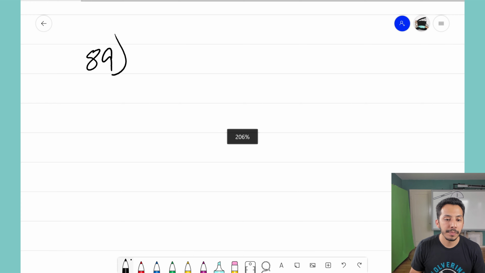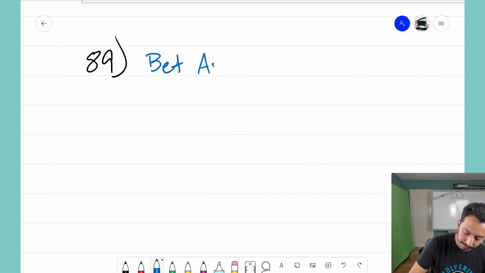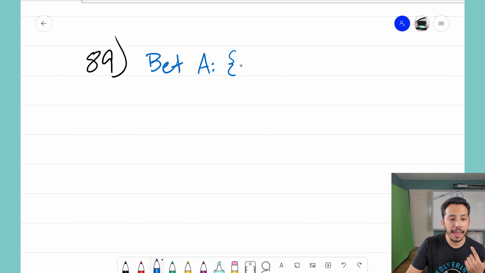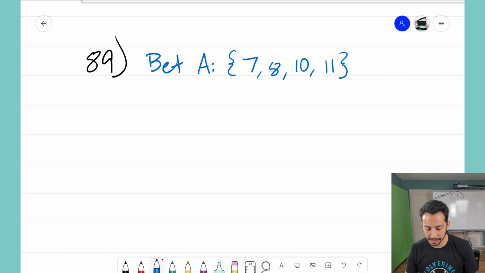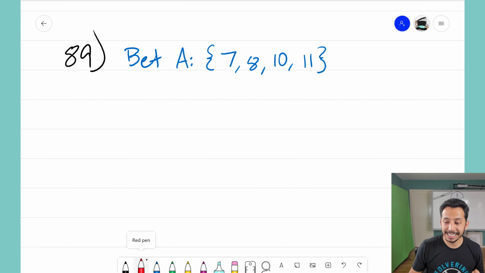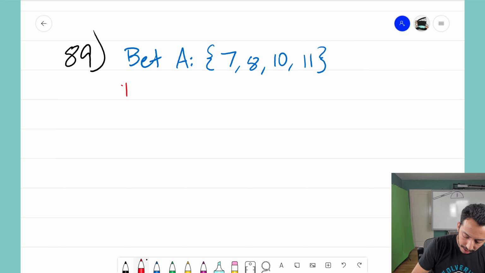Now for 89, I'm going to give you what 2 people bet. Let's say that one person does bet A. And for bet A, they place their chip so that they're betting on numbers 7, 8, 10, and 11. That's what bet A is betting on. But he says, you know what? I want more odds. I just don't want to put my one chip on 7, 8, 10, and 11. I want to put my other chip, bet B.